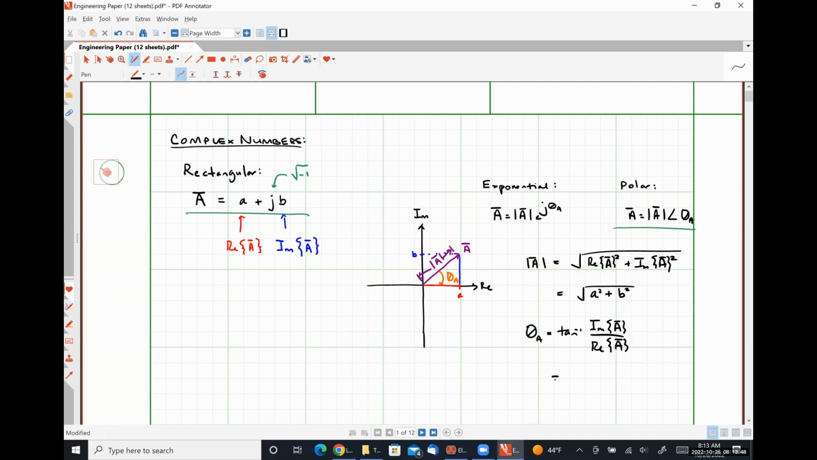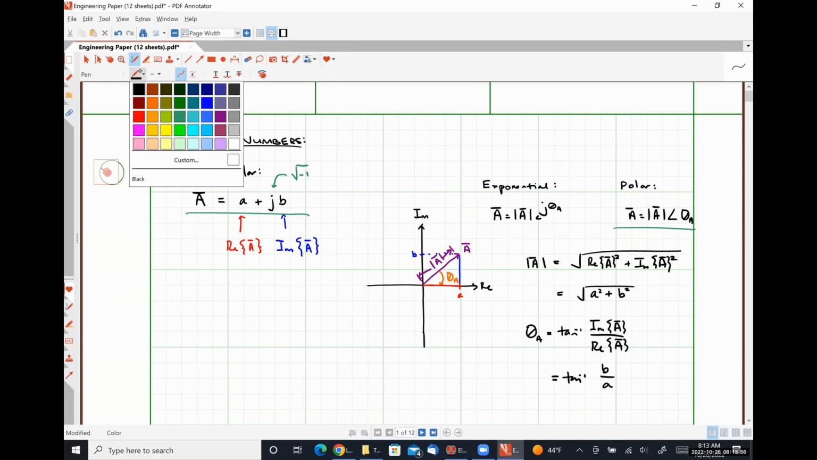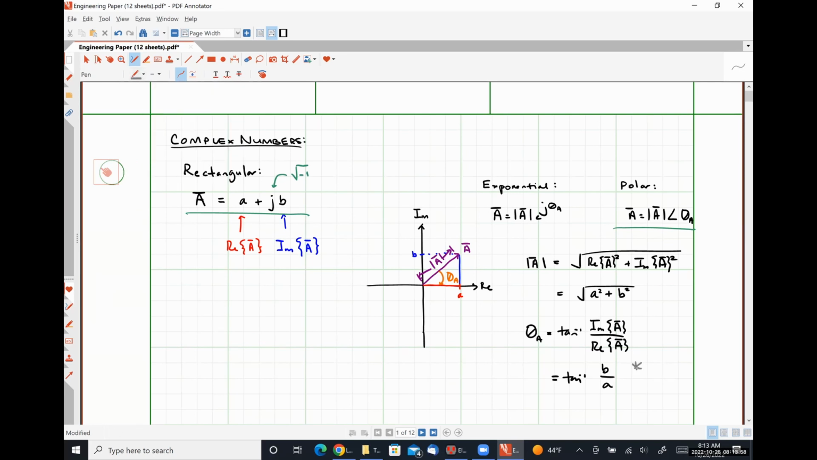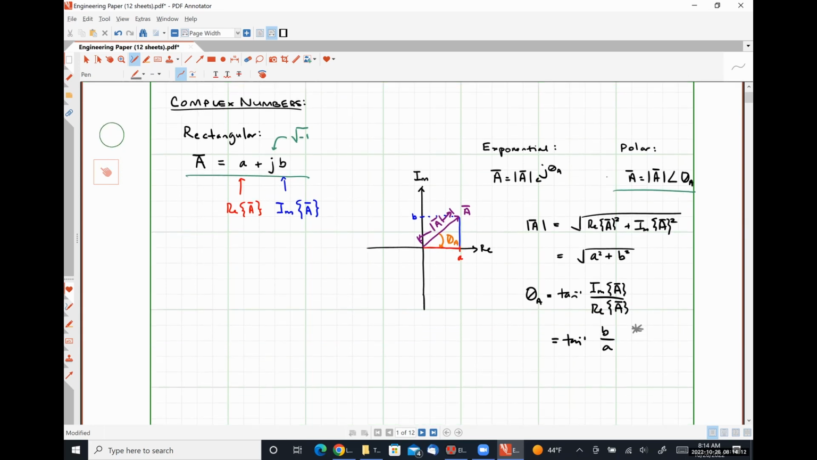Which is literally just the arc tangent of B over A. I am going to put an asterisk here to remind myself to talk about the limitations of this approach in a moment. And it's a limitation of your calculator, not so much a limitation of the math. Okay. So now let's talk about going the other way around.